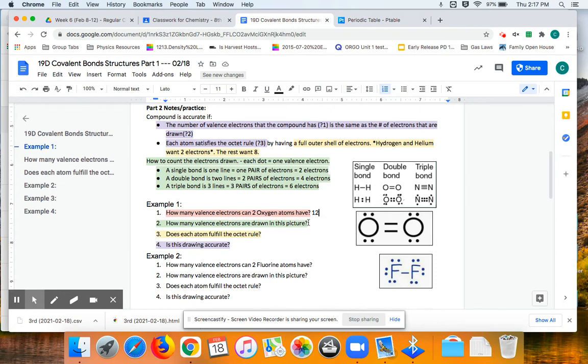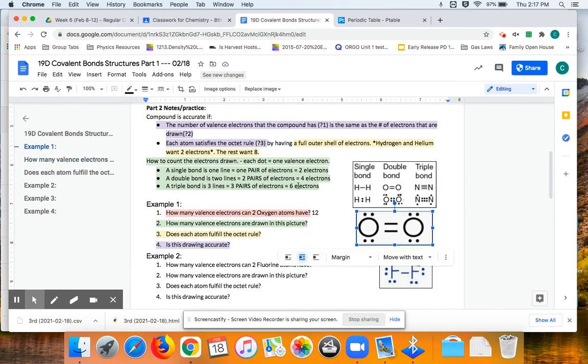Next is how many valence electrons are drawn in this picture. So this is the picture. I need to figure out how many valence electrons are actually drawn.